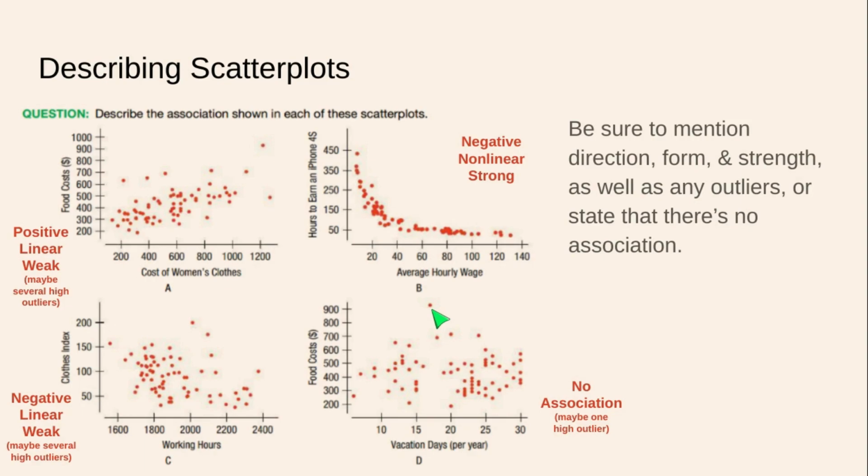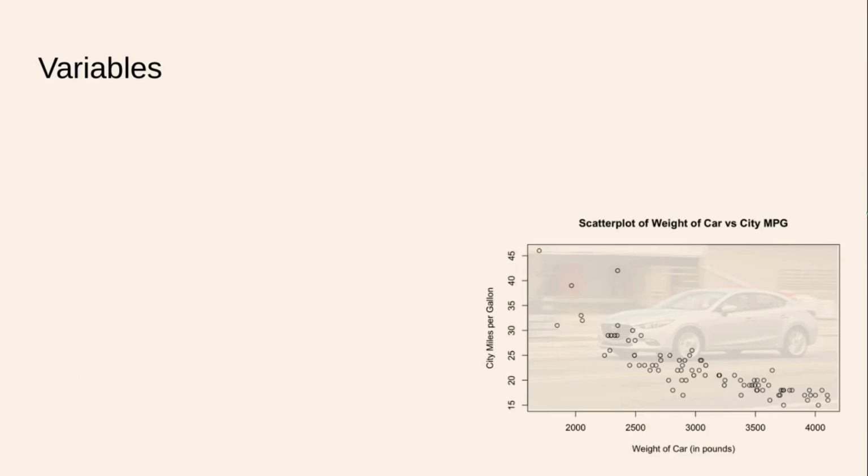Now, there are more precise ways of finding outliers, as we've already discussed this year when talking about John Tukey and box plots. However, we're kind of just eyeballing it here right now. Hope that's okay. Let's talk about variables in the context of scatter plots.